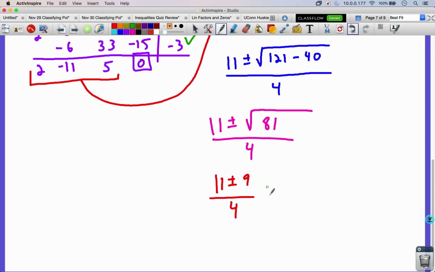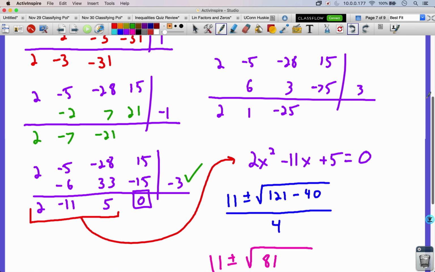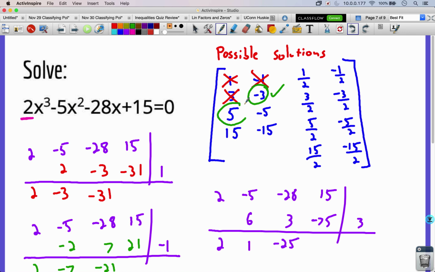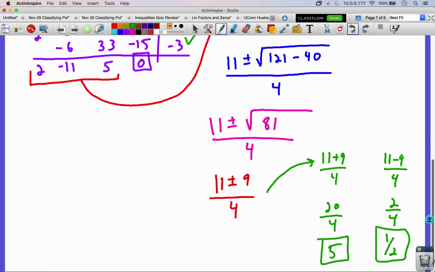Now is a good time to split it into the positive and the negative case. So 11 plus 9 over 4 and 11 minus 9 over 4. 11 plus 9 is 20 over 4, which becomes a 5. And this one over here becomes 2 over 4, which we simplify to be 1/2. These are both rational, so let's go see if they're in our list. Yep, 5 was on our list, and 1/2 was in our list. So a little double check there if you do get rational solutions.